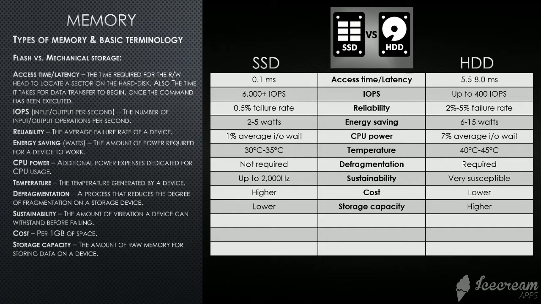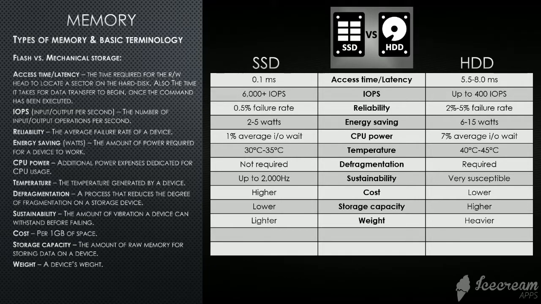Another very important consideration is the storage capacity, which is the amount of raw memory for storing data on a device. The storage capacity is of course affected by the cost per gigabyte, and for that reason SSDs are still sold with relatively lower storage capacities, as they are still considered a little less affordable than HDDs. But as I said earlier, SSDs are quickly becoming the new standard for any type of storage, and prices are dropping very fast.